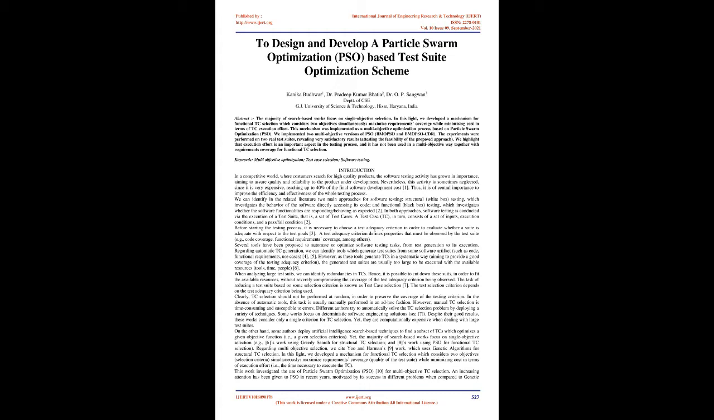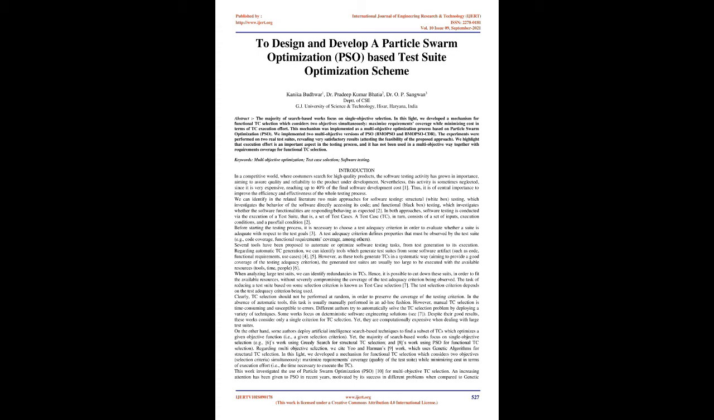Before starting the testing process, it is necessary to choose a test adequacy criterion in order to evaluate whether a suite is adequate with respect to the test goals. [3] A test adequacy criterion defines properties that must be observed by the test suite, e.g., code coverage, functional requirements coverage, among others. Several tools have been proposed to automate or optimize software testing tasks, from test generation to its execution. Regarding automatic TC generation, we can identify tools which generate test suites from some software artifact, such as code, functional requirements, use cases [4, 5].